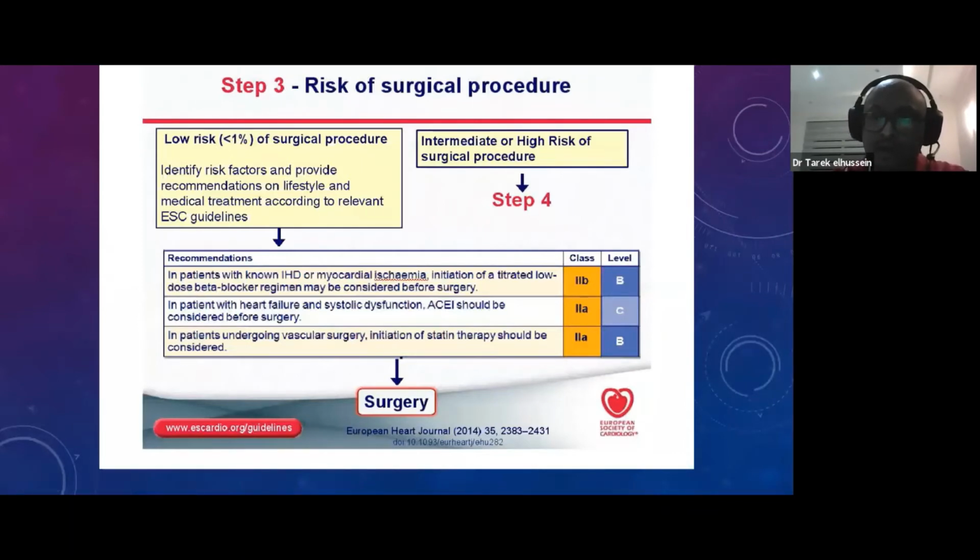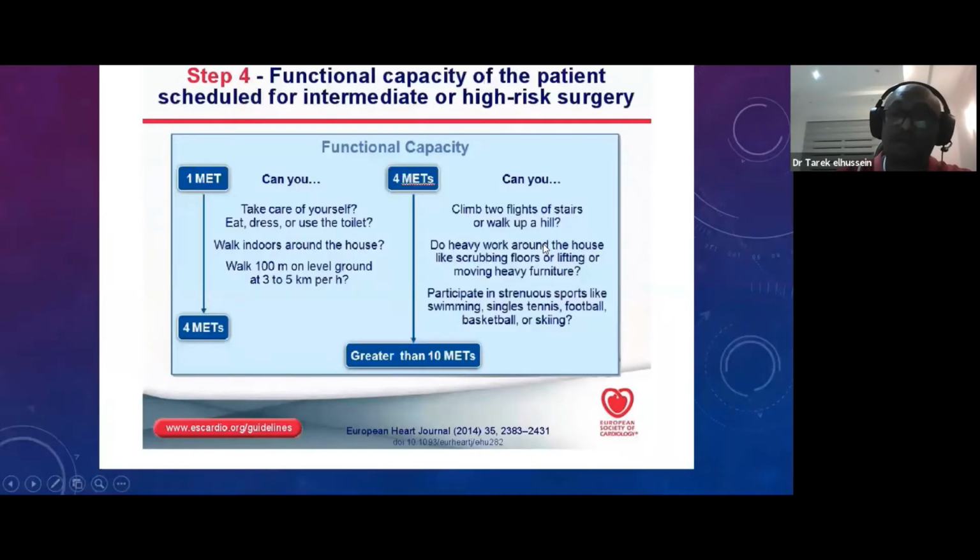We then looked at our patient, he doesn't have an active cardiac condition, our patient is stable, is asymptomatic. We looked at the risk of surgery, it is a low risk procedure. Then those patients in general are fine, they can proceed with their surgery, taking into consideration assessment later on. But those who are undergoing a high risk surgical procedure, we need to move to the next step.